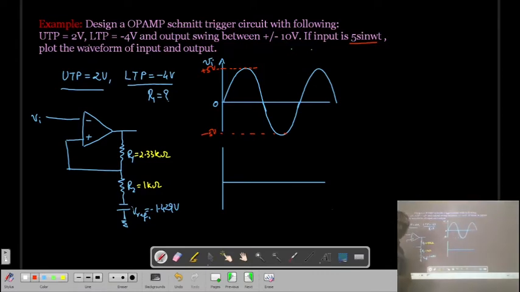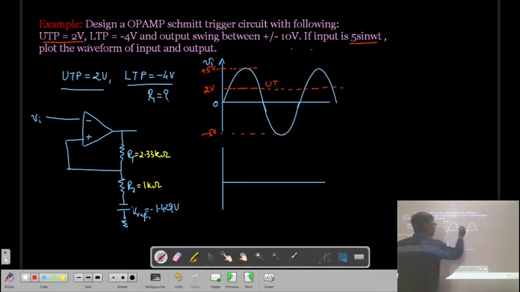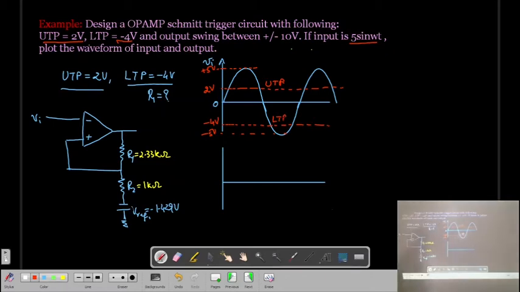Where is my one trigger point? That is 2. UTP is 2 volt. So somewhere here we have this line for 2 volt and that is the UTP. What is the other trigger point? Minus 4 volt. So somewhere here we have this reference line minus 4 volt. It is my LTP.